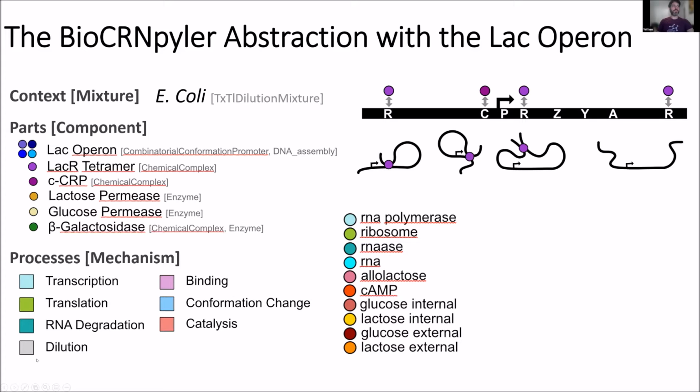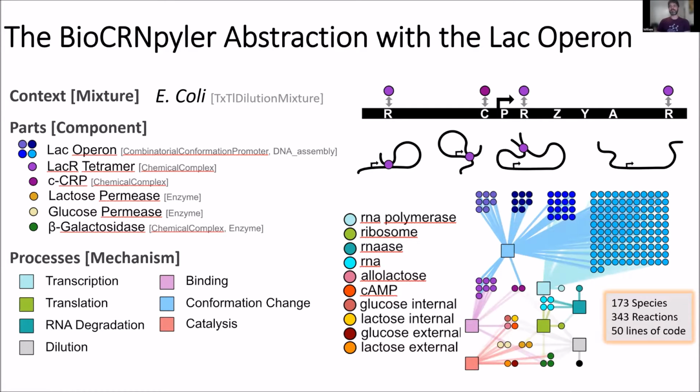When you take this whole thing, we have our mixture, we have all of these parts, and we have these mechanisms that we've defined, and they'll automatically include some species. We compile it, and we get a very complicated CRN. In about 50 lines of code, you can specify this whole thing, and you get a CRN with 173 species and 343 reactions. And here's a schematic of that.